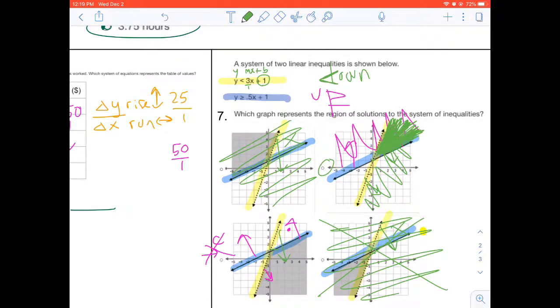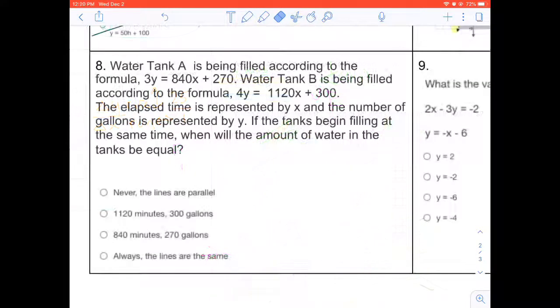And that is the double shaded region, and that is why we don't need all of this extra shading off to the side. Question number 8.